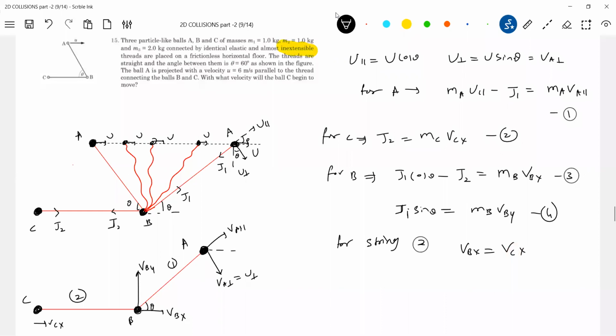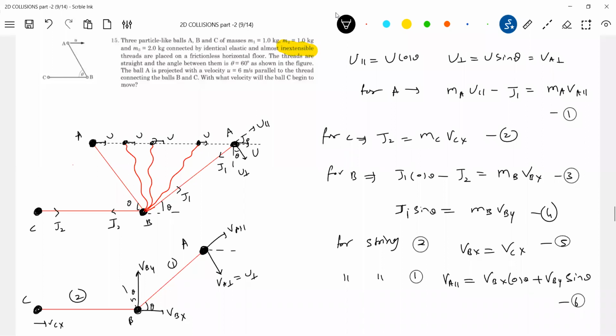And now after this, come to string 1. For string 1, VA parallel must be equal to VBX cos theta plus VBY sin theta. This is equation 5. Solve it, you'll get the required answer.